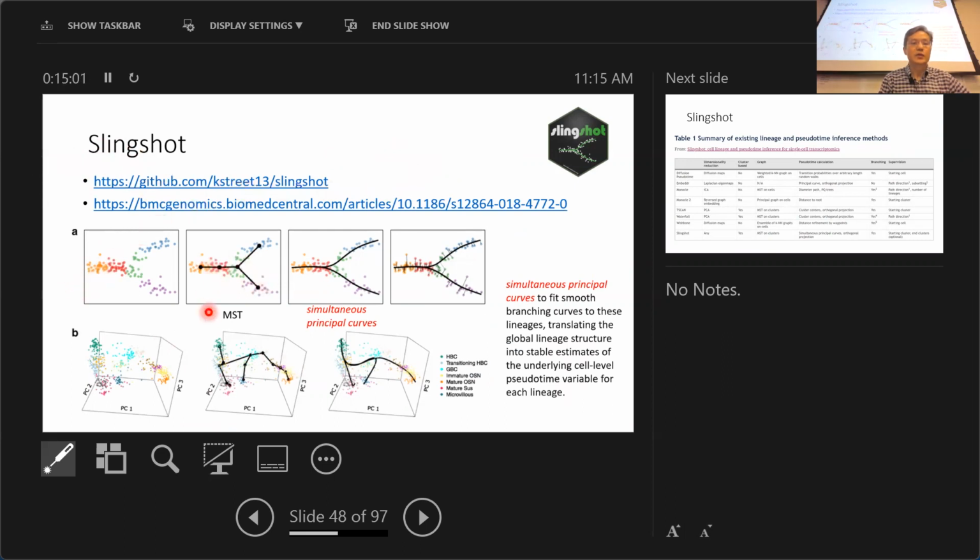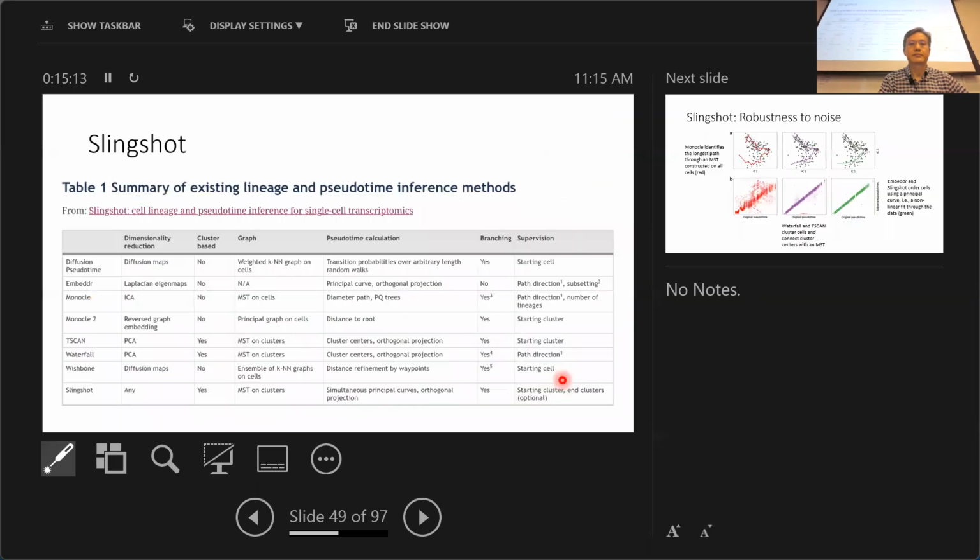Another, Slingshot, has also been considered to be one of the best. It also involves the minimum spanning tree, principal curve, all those technologies. So in their paper, they compare the other pseudotime methods, including Monocle 1, Monocle 2, and several other KNN based ones.